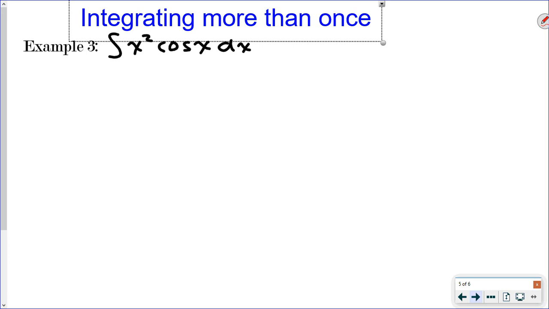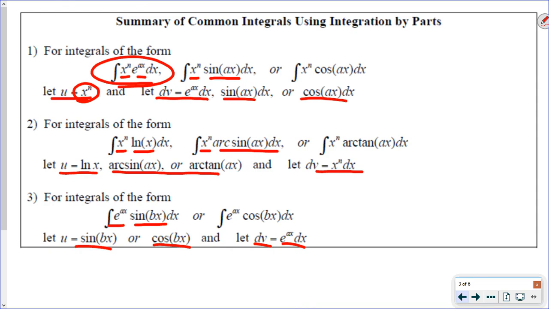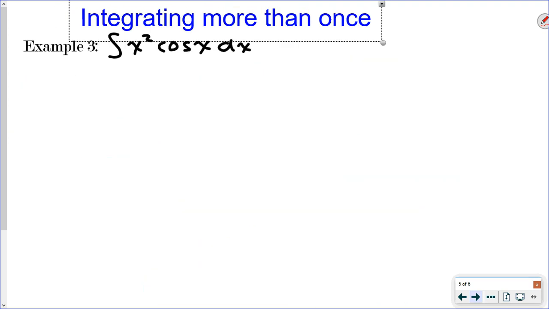All right, so again, if you go back to your guidelines, because these can be really helpful, we are dealing with this type of integral, because it's cosine. So again, we're going to set u equal to x to the n and dv equal to the trig function. So u is going to equal x squared, and dv is going to equal cosine of x dx.